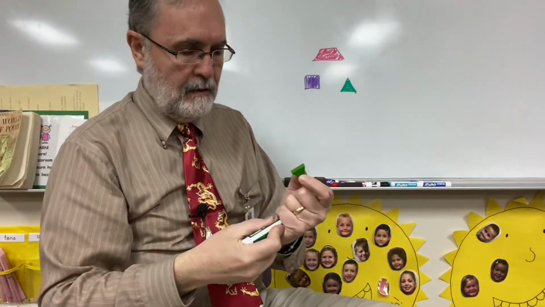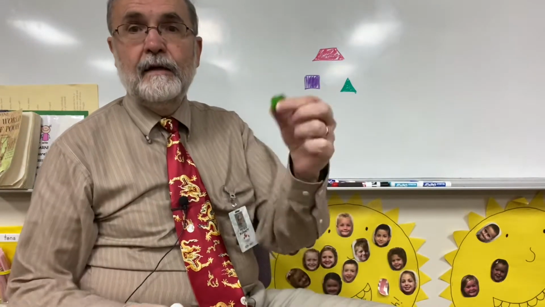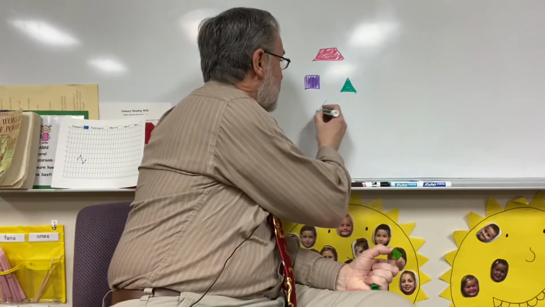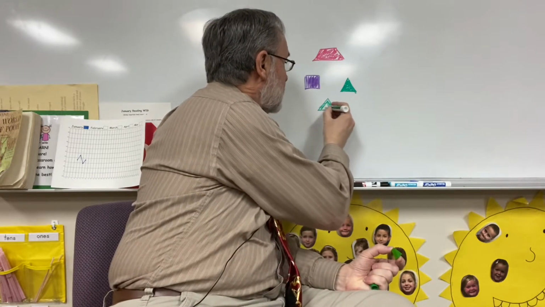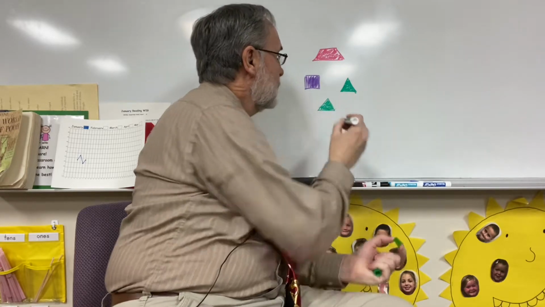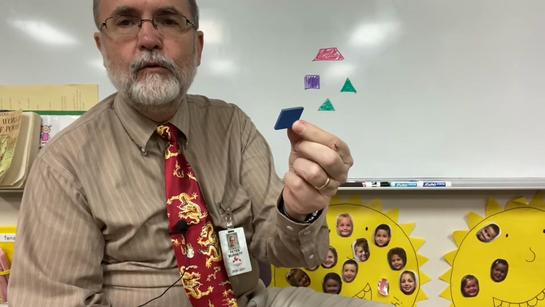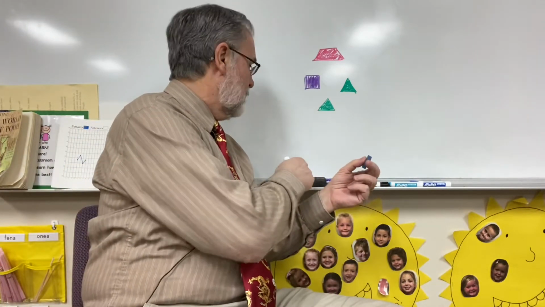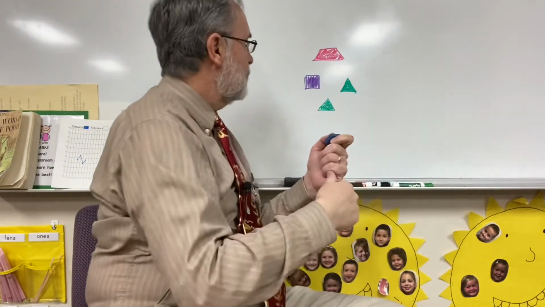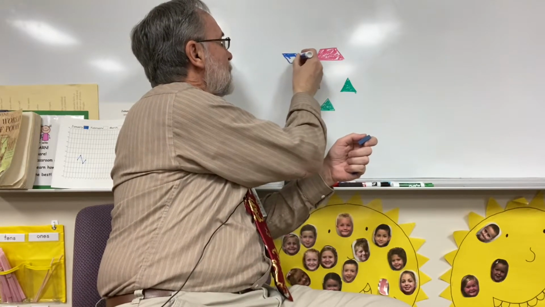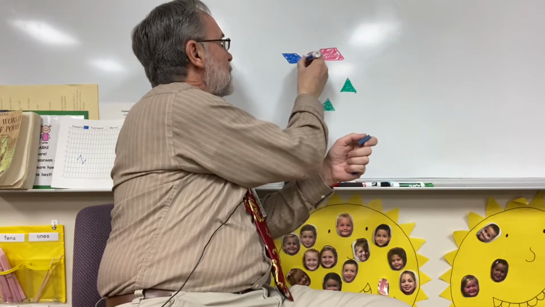Okay. And got another green triangle. Let's do another green triangle. There we go. Now I've got a rhombus here, a blue rhombus. So I got blue. Color that in.